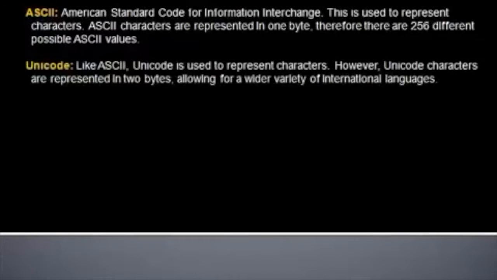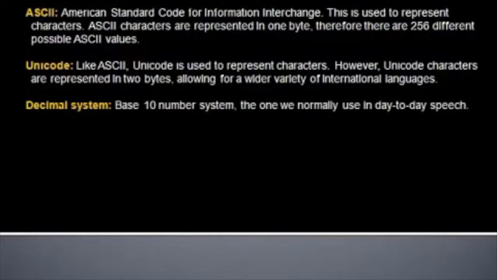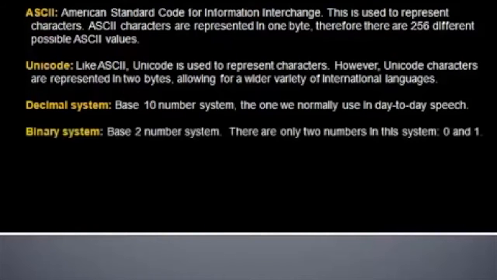Unicode. Like ASCII, Unicode is used to represent characters. However, Unicode characters are represented in 2 bytes, allowing for a wider variety of international languages. Decimal system, base 10 number system, the one we normally use in day-to-day speech. Binary system, base 2 number system. There are only 2 numbers in this system, 0 and 1.